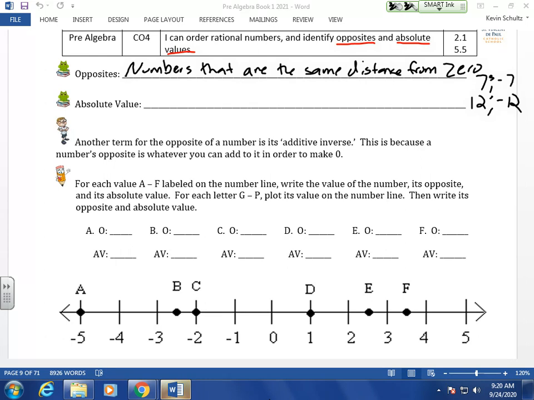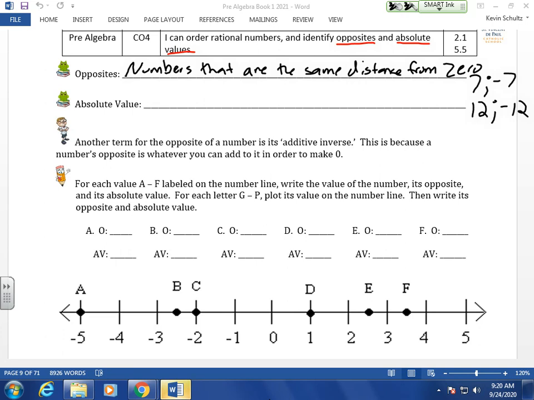Those are semicolons, by the way, not like the calibration on this thing. Okay. 7, semicolon, negative 7, 12, semicolon, negative 12. Those are examples of opposites, right? Both numbers are the same distance away from 0. One being positive, one being negative.